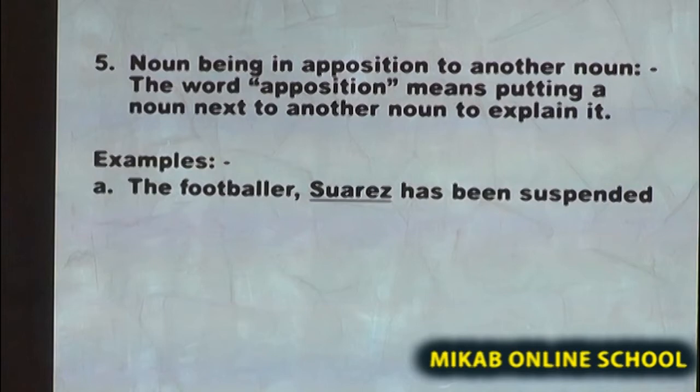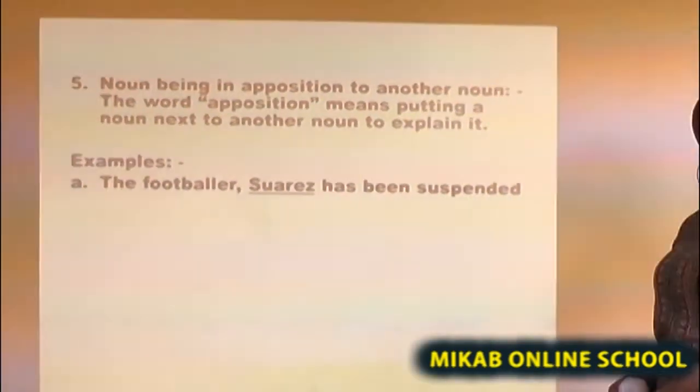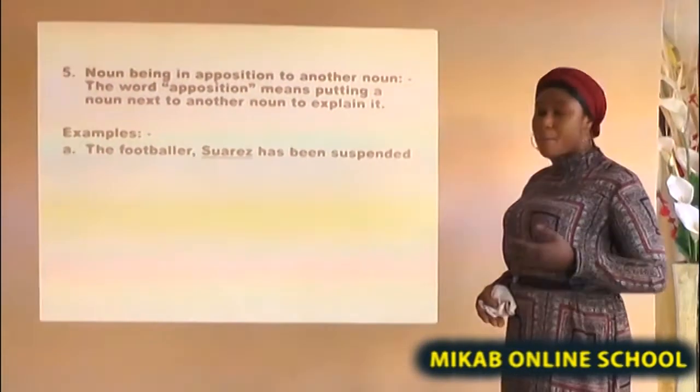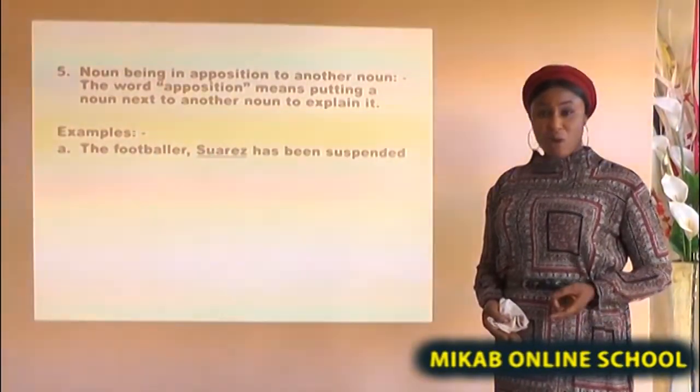A specific name. In this example, we have what? A proper noun and we have a common noun. Footballer is the common noun and Suarez is what? A proper noun. So we can see that Suarez can replace the name footballer in that sentence. Therefore, Suarez is placed next to footballer. A noun that is placed next to another noun is known as what? Apposition. Are we getting it?